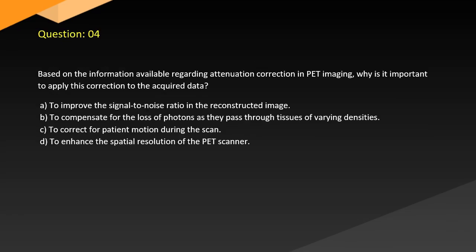Question 4. Based on the information available regarding attenuation correction in PET imaging, why is it important to apply this correction to the acquired data? A. To improve the signal-to-noise ratio in the reconstructed image. B. To compensate for the loss of photons as they pass through tissues of varying densities. C. To correct for patient motion during the scan. D. To enhance the spatial resolution of the PET scanner.